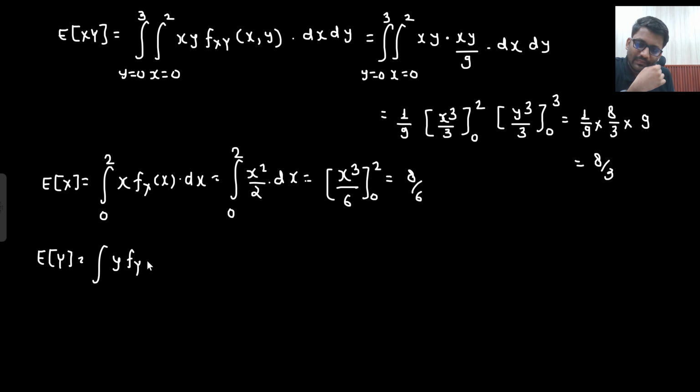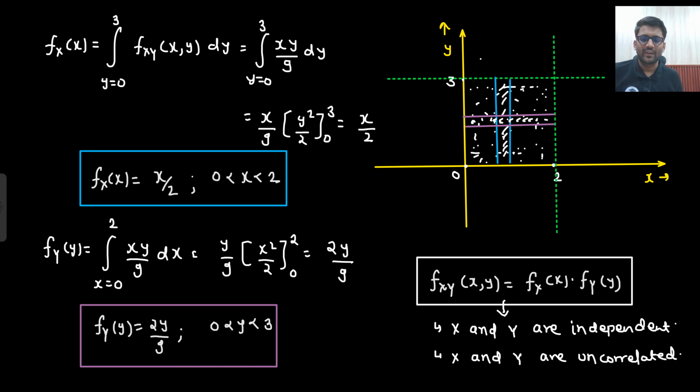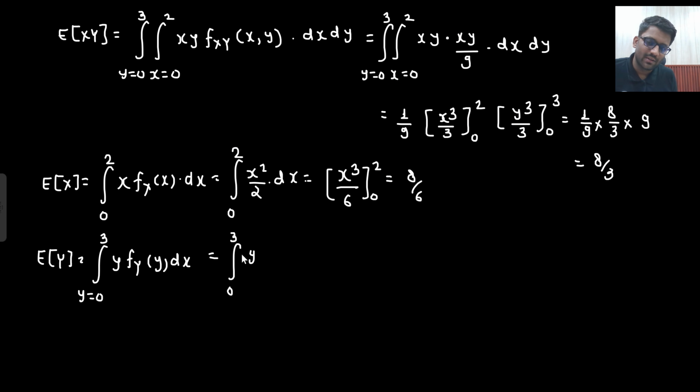And what will be your expectation of y? Y is going from 0 to 3. Right? And what is the function fy of y? Function fy of y is 2y by 9. So it is 2y square by 9 dy. What you will be getting? 2y cube divided by 27, 0 to 3. So what is the answer you are getting?